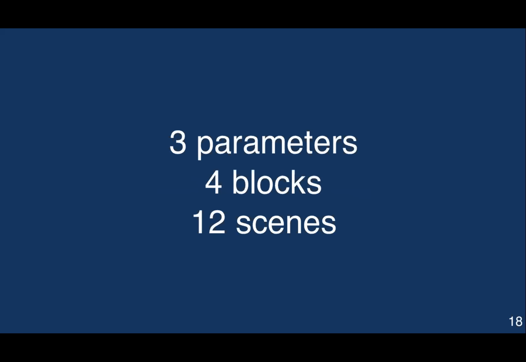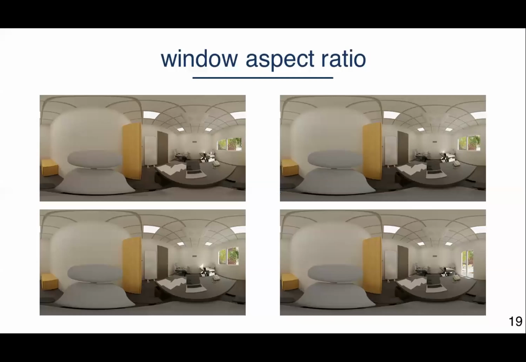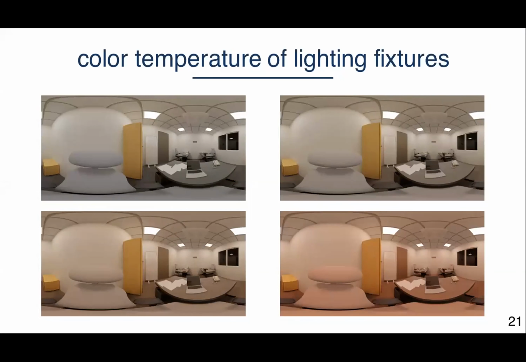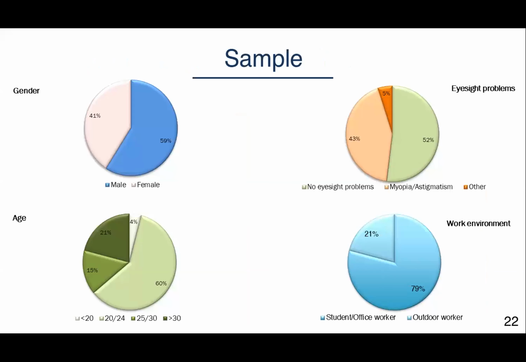The quadruple variation of 3 parameters generated 12 scenes. The first variation has involved the aspect ratio of the window. The second variation, the window coating. And the last, the color temperature of lighting fixtures.